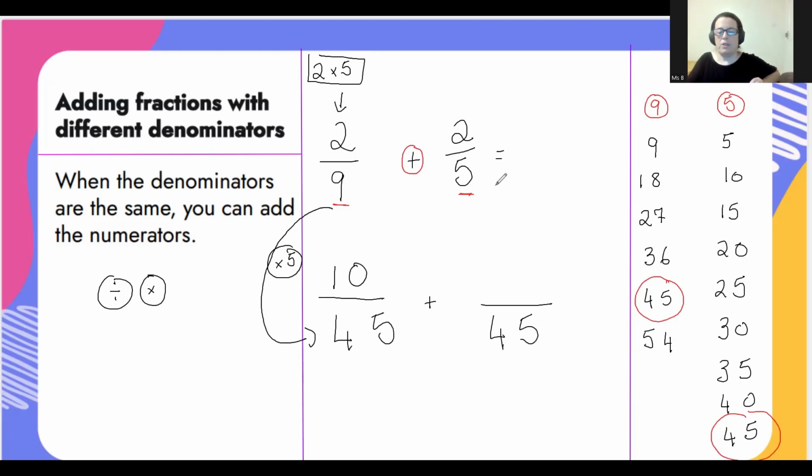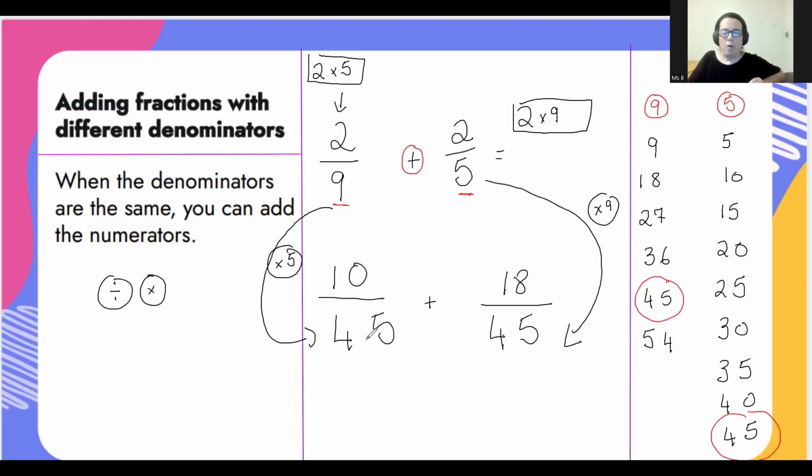Let's go over to my next fraction. To get from 5 to 45, I have to multiply by 9. What I do to my denominator, I also have to do to my numerator. So I'm going to multiply 2 by 9, which is 18. So 10 over 45 plus 18 over 45 equals 28. Remember, we do not add or subtract the denominators. My denominator here is going to be 45.